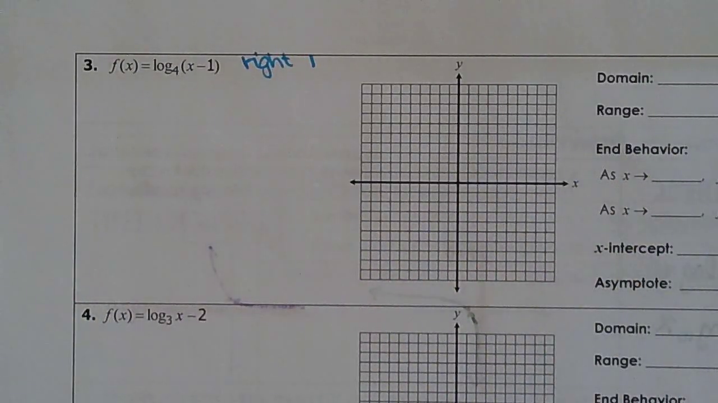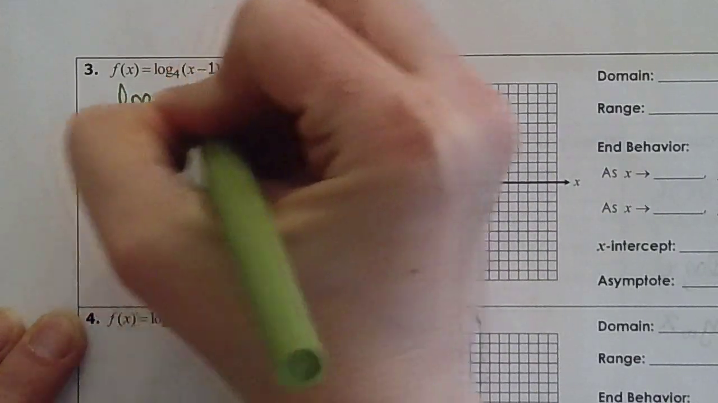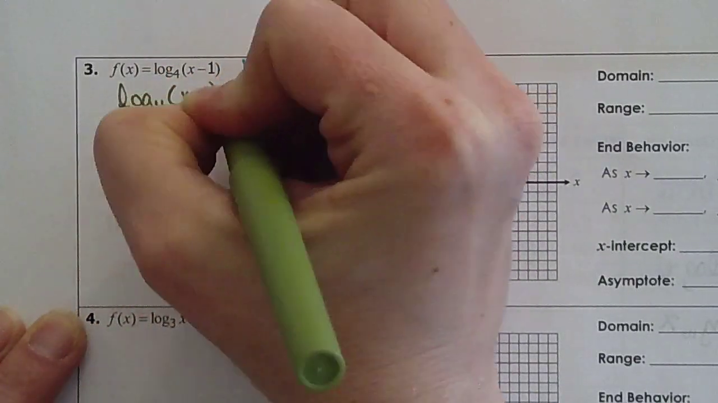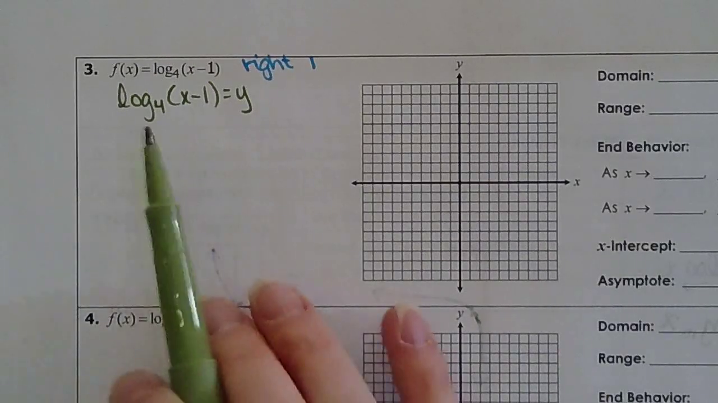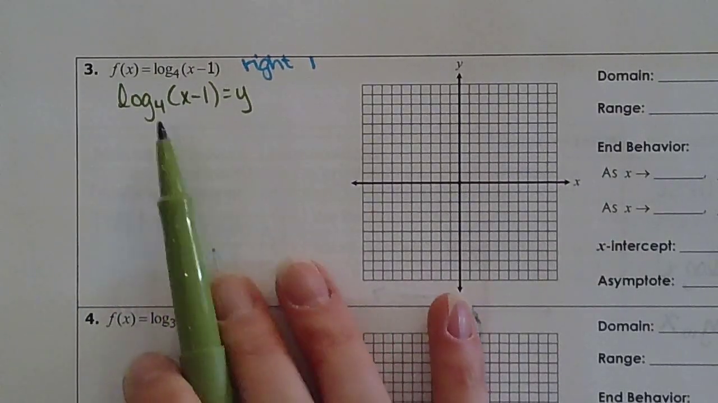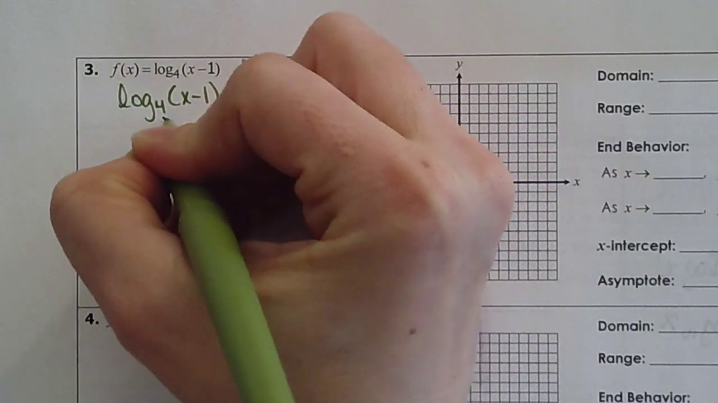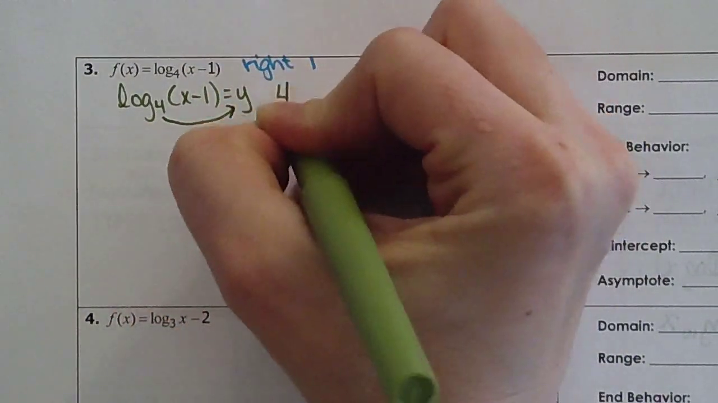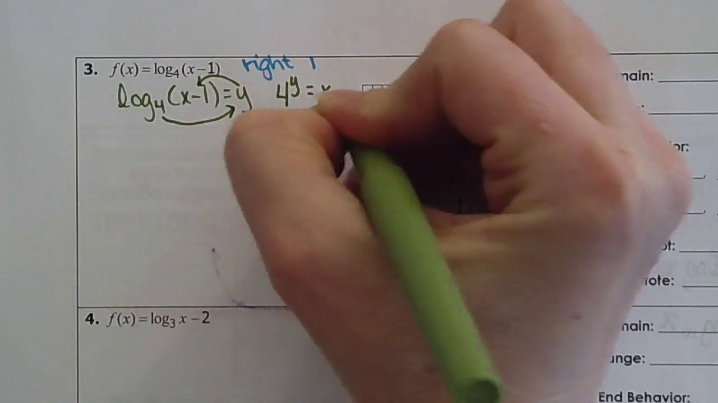Okay, we're going to write this as log base 4 of (x - 1) = y. Because we're working with some transformations here, you have to have your log alone on one side before you can roll it. We do. We're good. The next one's going to change just a little bit. We're going to roll it: 4^y = x - 1.